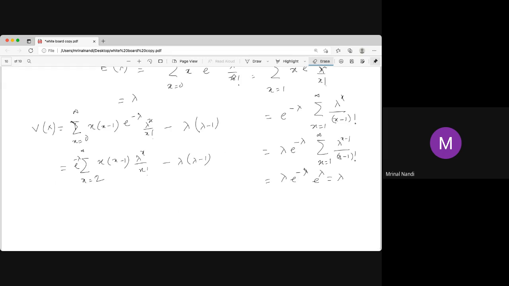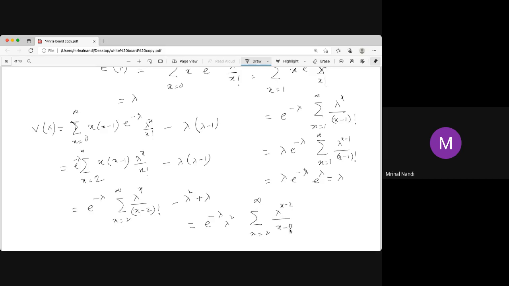We are almost at the last step. It is just lambda to the power x by x minus 2 factorial, and you start from 2 to infinity, minus lambda square plus lambda. Again, you just take lambda square common now to get the e to the power lambda series. So it is sum from x equal to 2 to infinity, lambda to the power x minus 2 by x minus 2 factorial. Again, this is nothing but the series e to the power lambda.